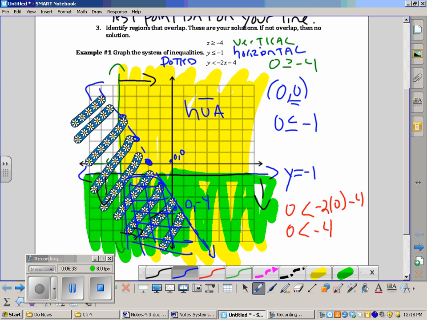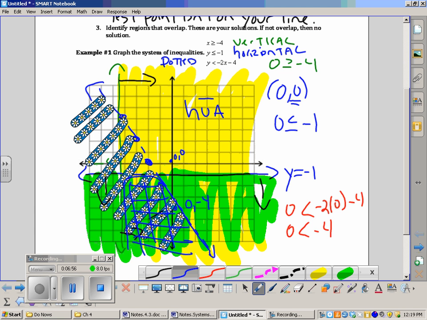We're 6.5 minutes into this. We've done our first problem. We have a solid vertical line, a solid horizontal line at y equals -1, and then we have y is less than negative 2x minus 4 with a dotted line. Cool, so the solution is that crisscrossed area.